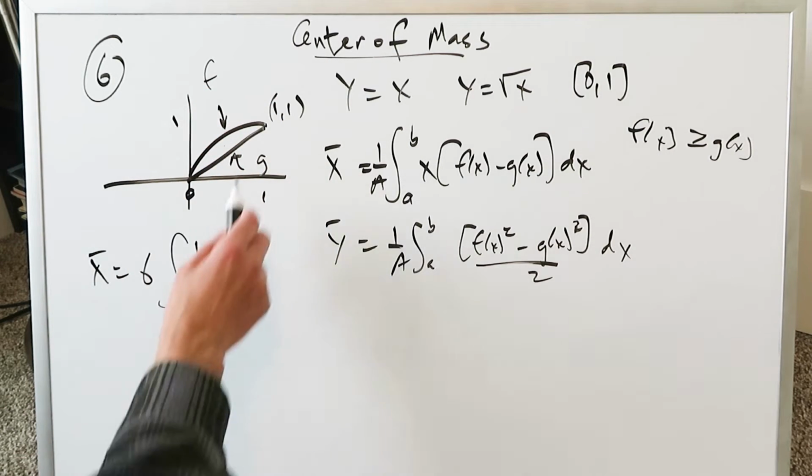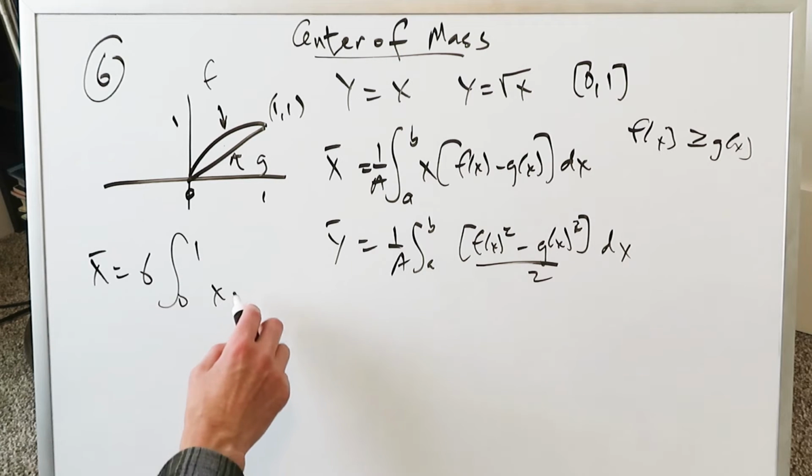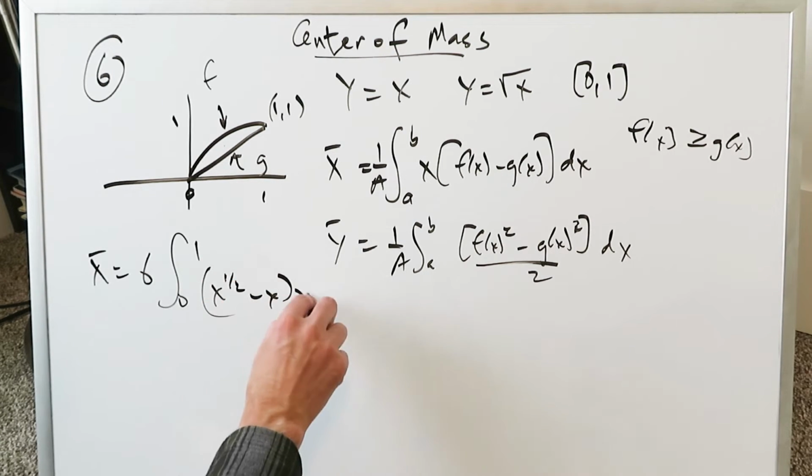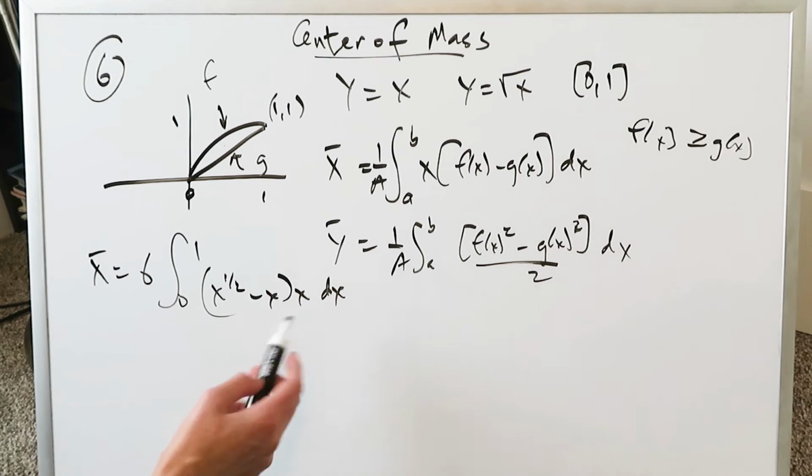You see that. For this domain, we have 0 to 1. You have x to the 1 over 2 minus x, all of this times x dx. You can open this up.